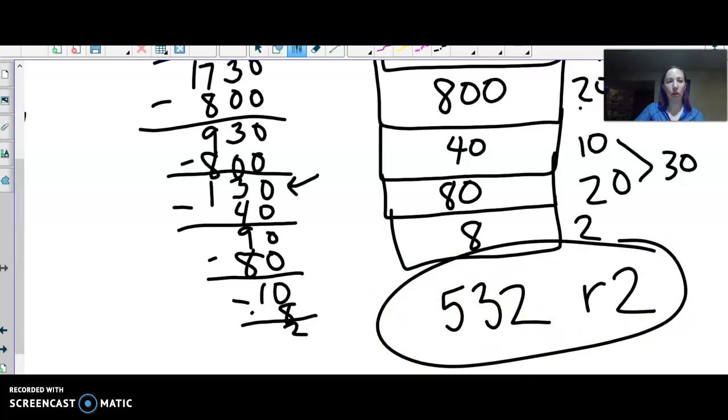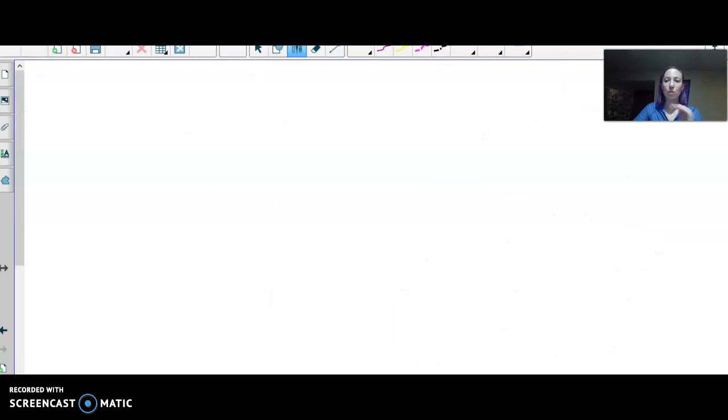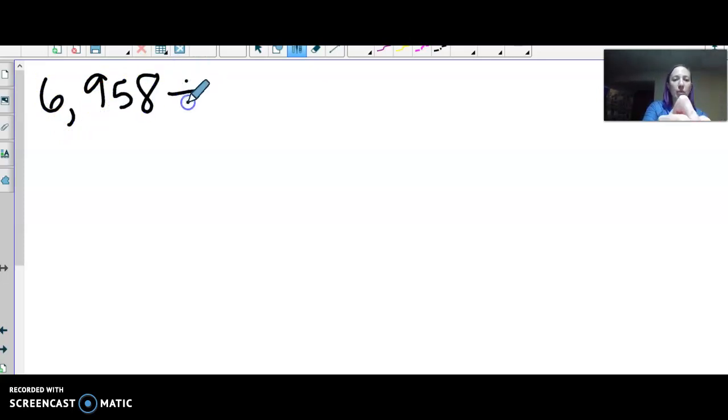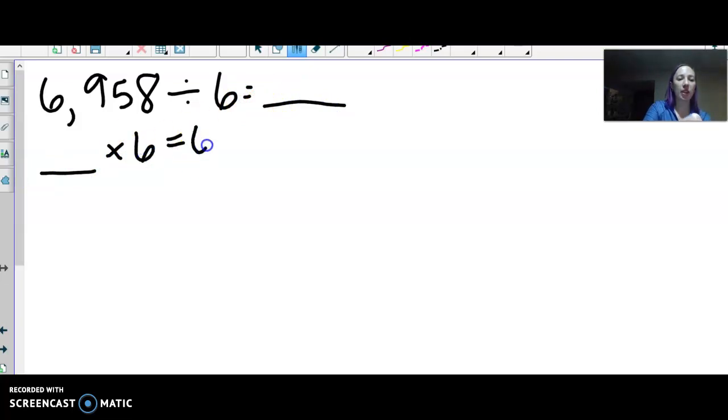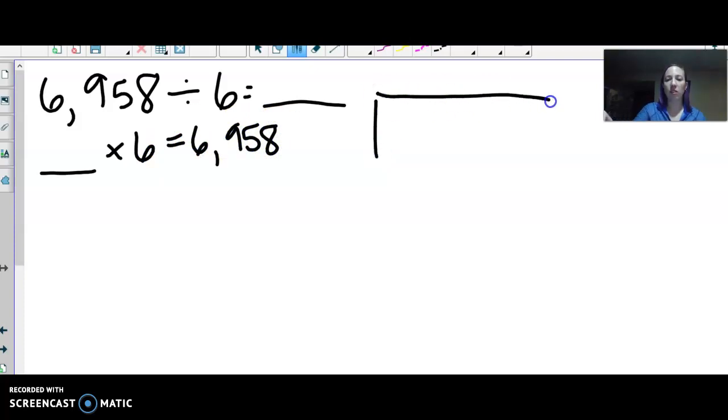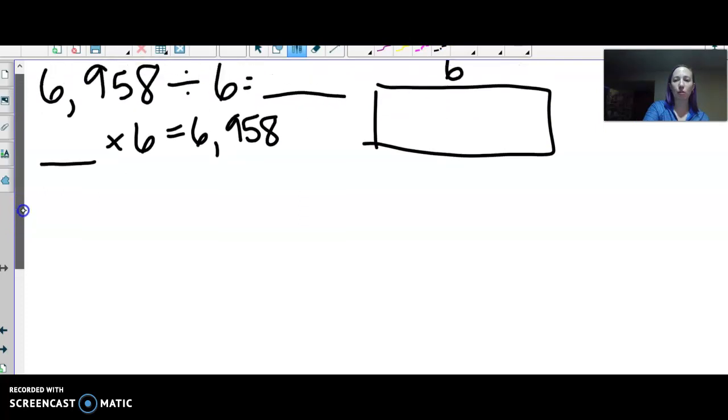I will show you one more. Again, questions, totally fine. We can go through it slower. I can walk you through the different steps, or whoever is there to help. Let's do 6,958 divided by 6. Do you get it? Remember, we're really just trying to figure out how many groups of 6 get me to 6,958. So, 6 times something is what I'm going for.